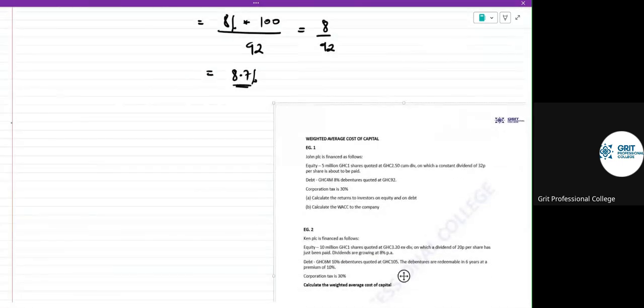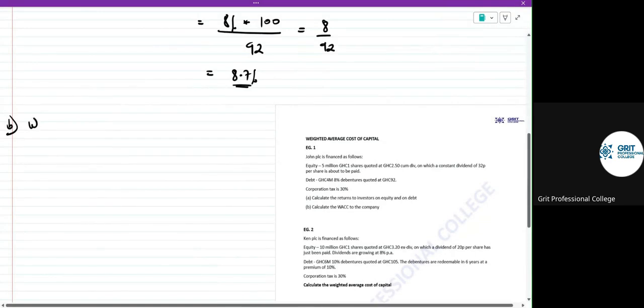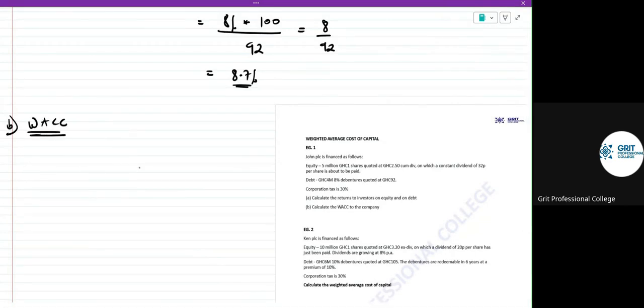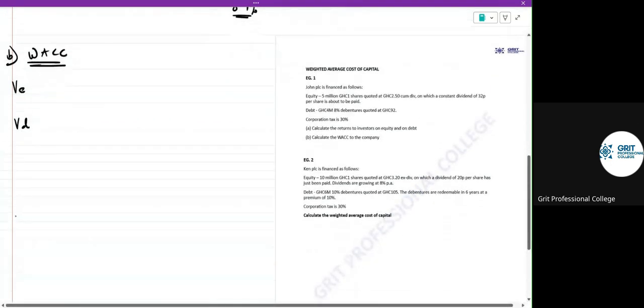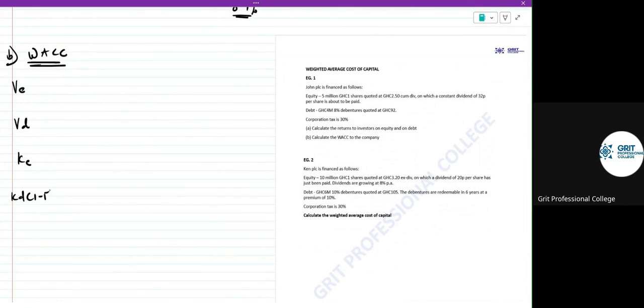Then we come to B, which is calculate your WACC. Now always have a checklist. So you ask yourself, what is the value of equity? What is the value of debt? What is the cost of equity? And then what is the after tax cost of debt? These are all the things you need for your work.